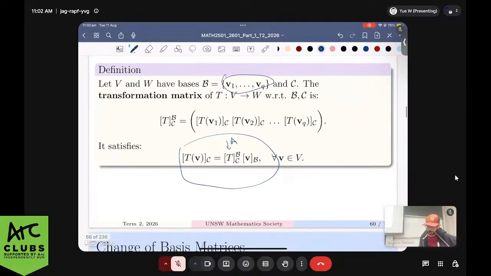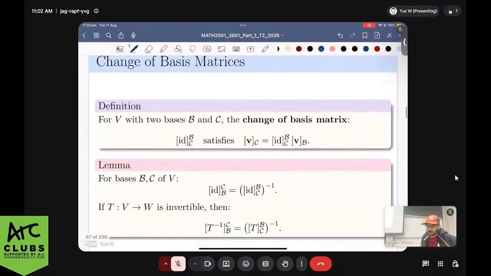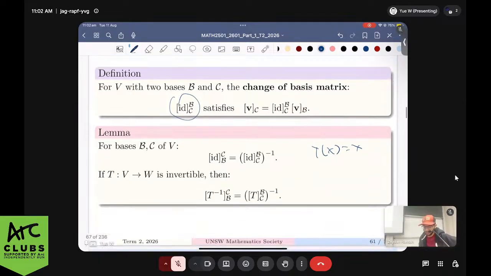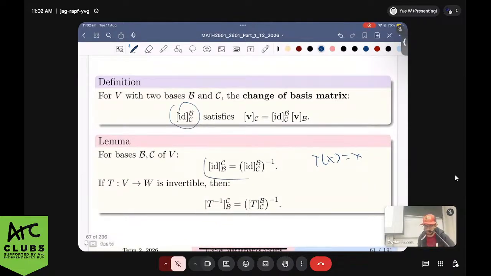Okay, change of basis. So what does this mean? ID here is just the identity map. It's the map such that T of x equals x for all x. The identity map just does nothing to the input. And we have this property. This one's actually pretty useful.